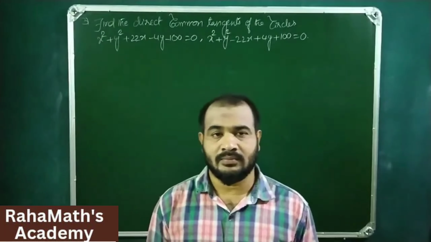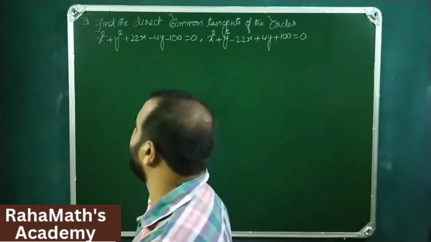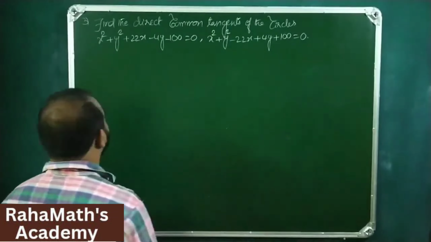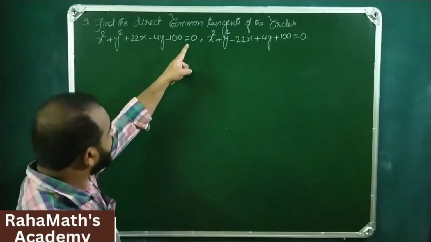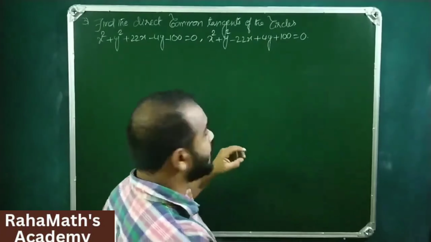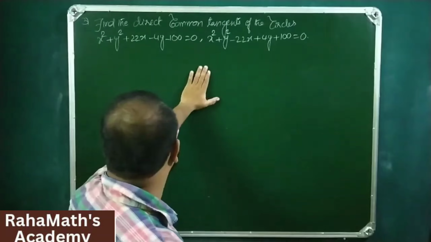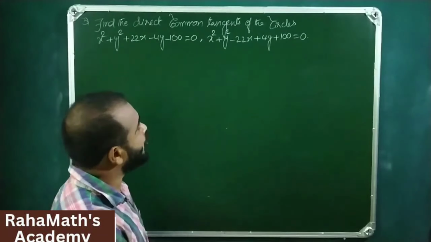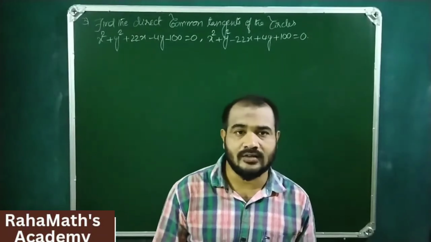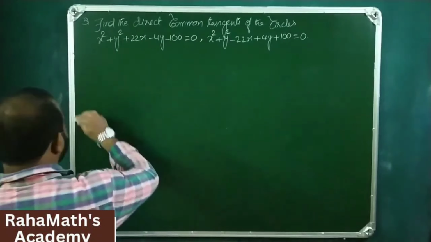Continue today's session with the third question of the third Roman. Find the direct common tangents of the circles. The two circles are given. So we need to find out the direct common tangents of the two circles. Okay. So solution.